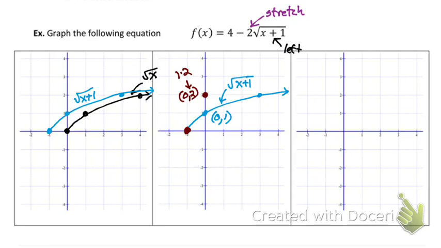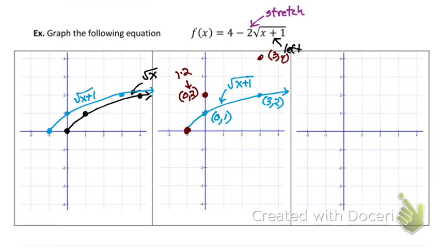Our next point is 3, 2. You multiply the y value by 2 and you come up with 3, 4. Once again, that 4 is because your stretch is 2. We take all our y values and multiply by 2. And so that is my graph of 2 square root of x plus 1.